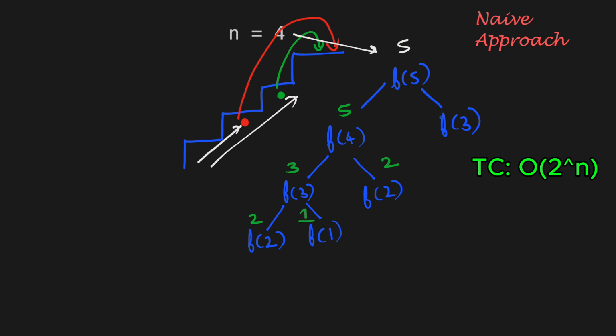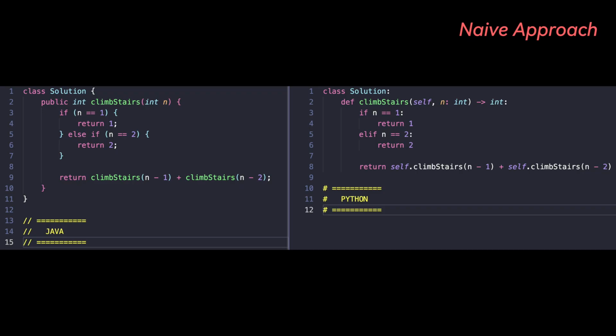For example, even though we have calculated f of 3 here, we will be recomputing it. So because of these redundant calculations, the time complexity will be O of 2 to the power of n, and the space complexity of this approach is O of n due to recursion stack, which can grow up to n levels deep. Here is a quick code for recursive approach with Java code on left and Python on right.